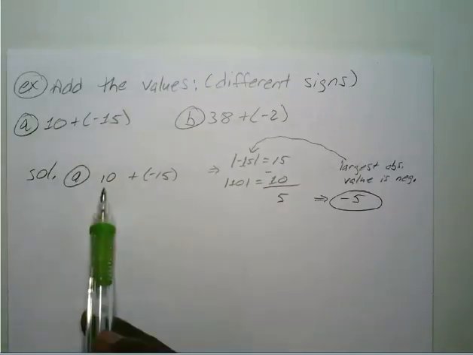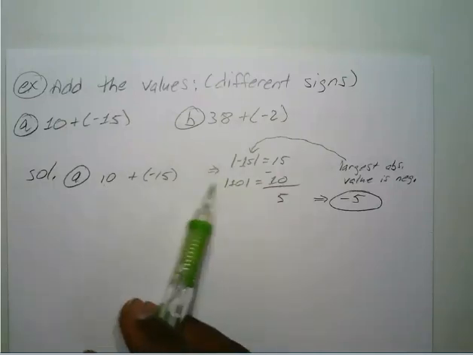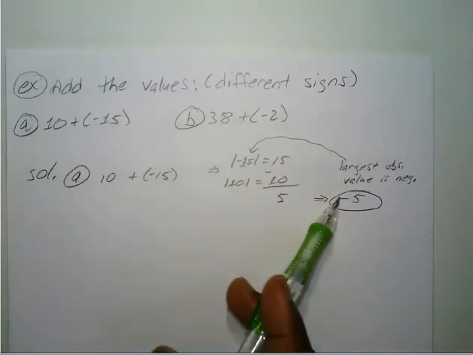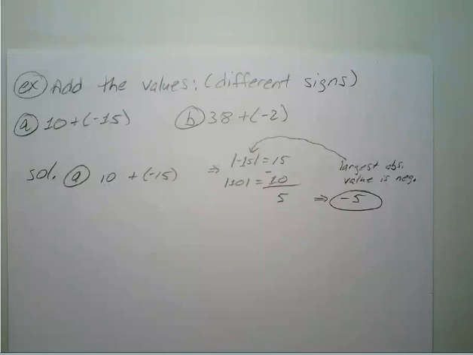Okay. Now, if you did that on a number line, you'd go 10 units to the right and 15 units to the left, and you'd land on negative 5. But this way, it's a lot faster.